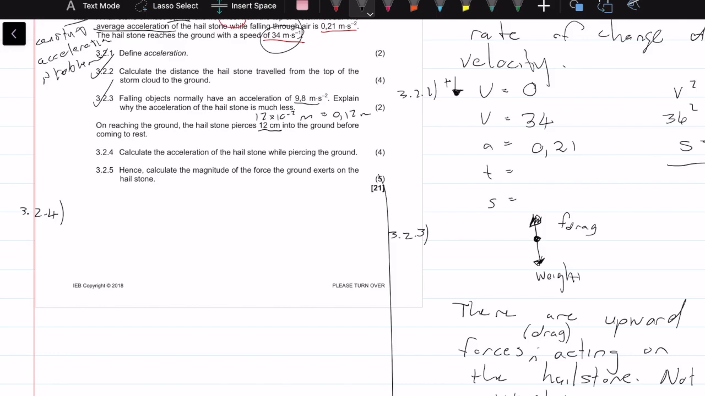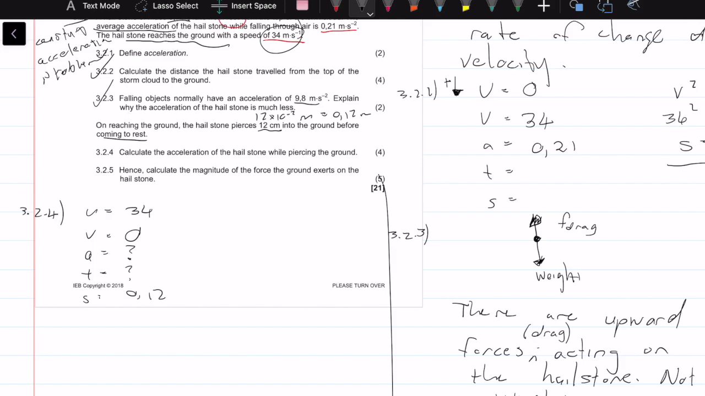So we can use UVATS once again. We know the initial velocity, as given in the question, as 34 as it reaches the ground. So it's 34 meters per second. The final is when it comes to rest, so it's 0. The acceleration is the unknown, which we want to calculate. The time is also unknown, and S is given to us as being 0.12 meters.